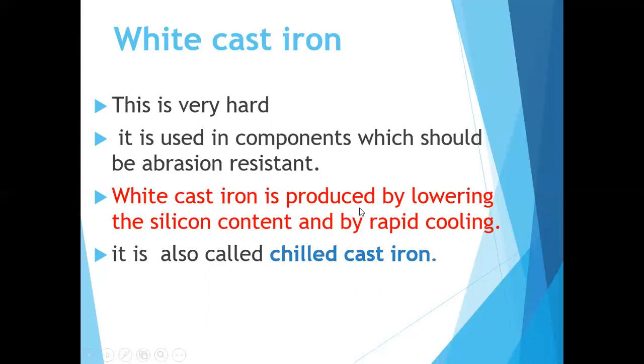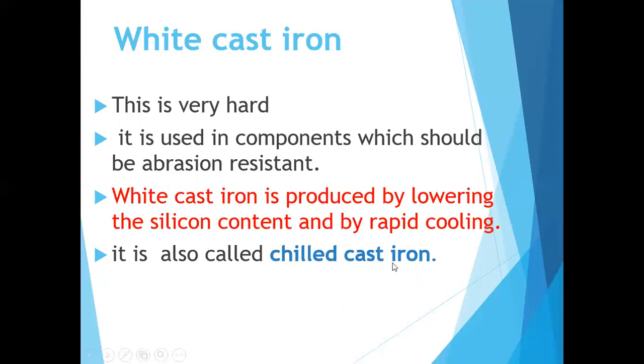White cast iron is produced by lowering the silicon content and by rapid cooling. So you reduce the silicon content and cool rapidly. It is also known as chilled cast iron.